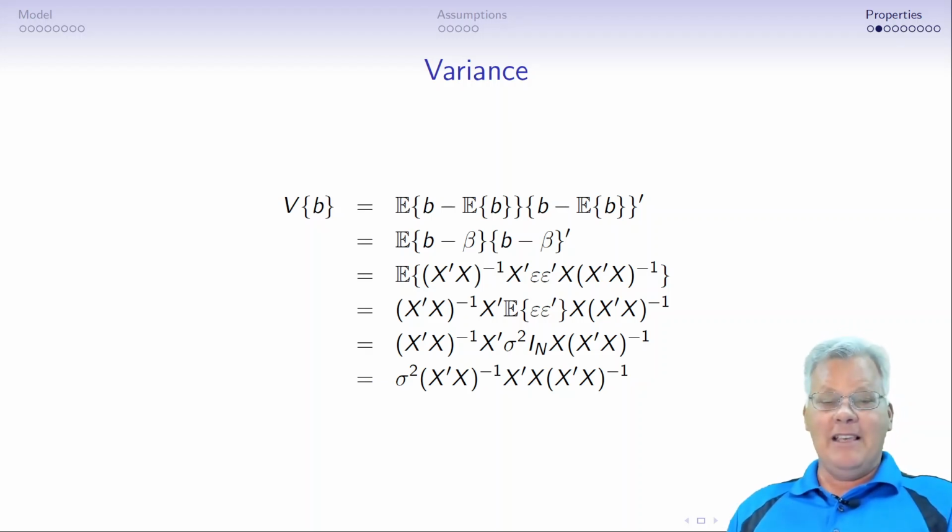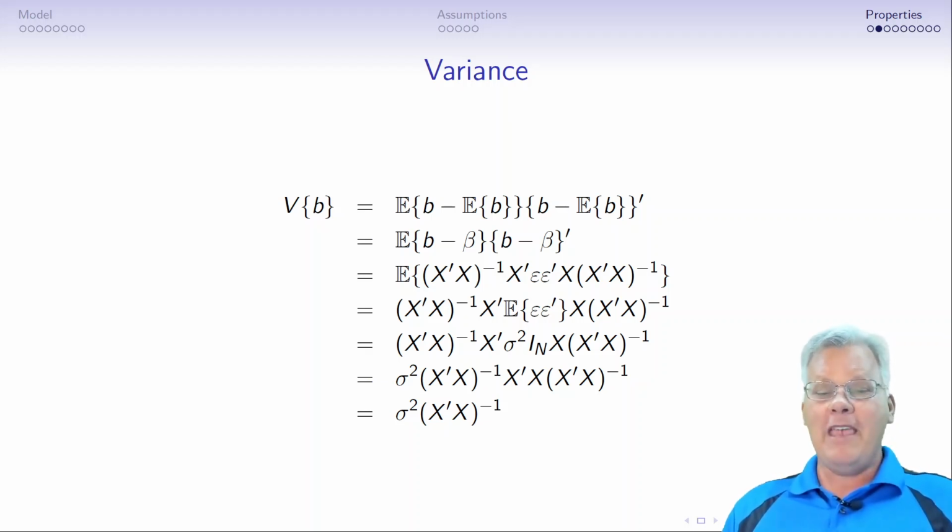So that can be simplified into this next expression. And now you'll notice there's one more simplification that I can do. So I have sigma squared (X prime X) inverse X prime X. So X prime X pre-multiplied by its inverse, you remember, becomes the identity matrix. So this can simplify to the variance of B is sigma squared times (X prime X) quantity inverse.